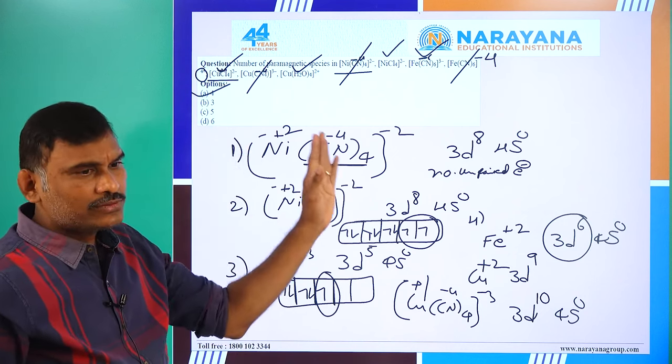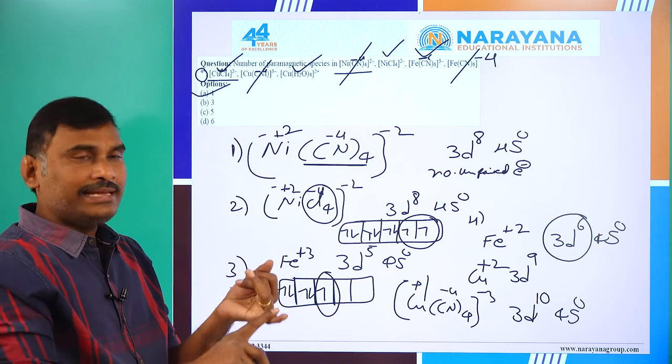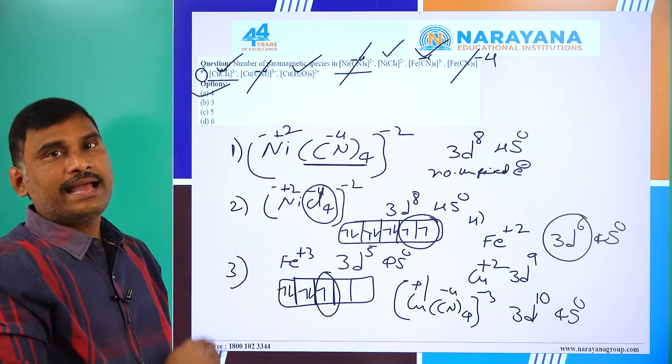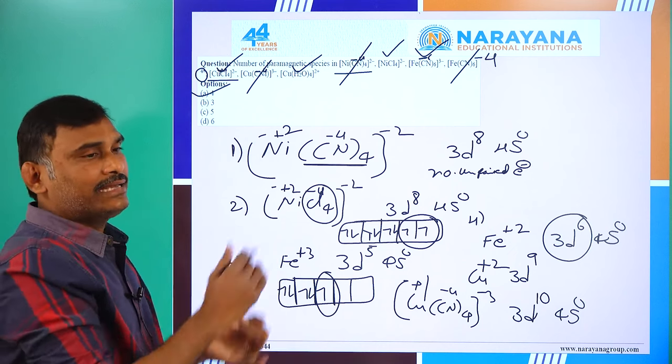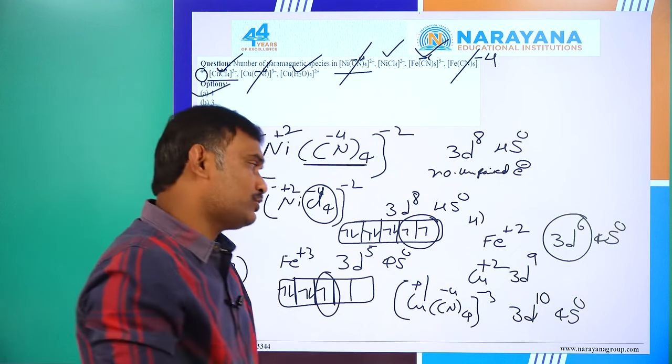While writing this type of questions, you should have two things. One is the electron configuration of the given central metal atom, and what ligand is given. Is it a weak field ligand or a strong field ligand? Now let us go to the next question, students.